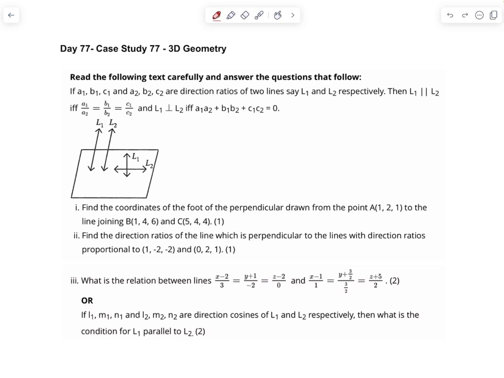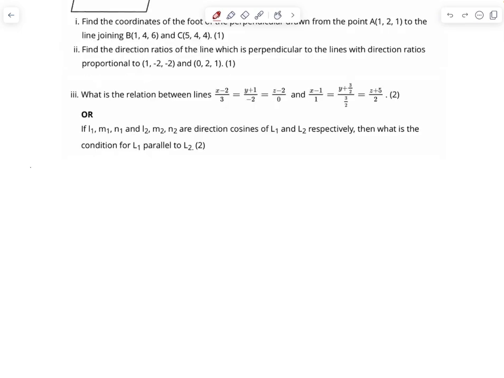Question 1. Find the coordinates of the foot of the perpendicular drawn from the point A to the line joining B and C. Assume this is the line BC. B is given by 1, 4, 6 and C is given by 5, 4, 4, and there's a point A which is 1, 2, 1, and from here we drop a perpendicular to the line which meets BC at a point say D. Now we have to get the coordinates of the point D.